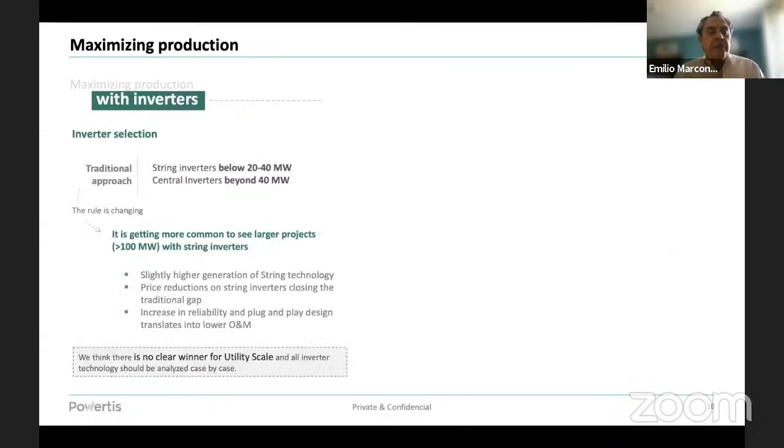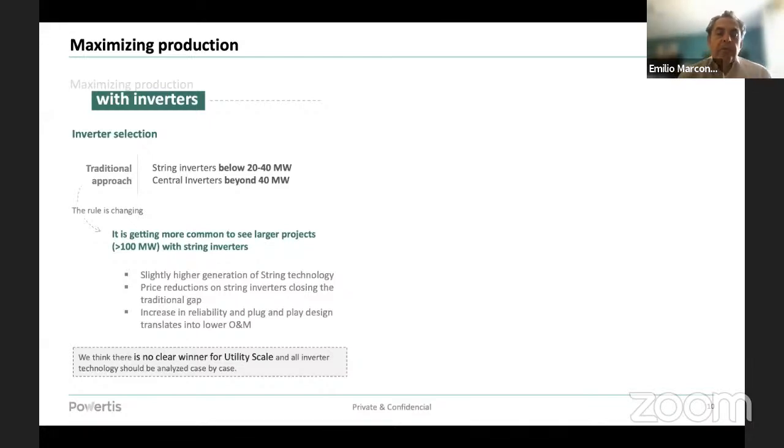Regarding the inverter, the traditional approach has been that smaller utility scale projects went with string inverters, and larger ones, I don't know, like 40 or up, normally went with central. This is not the case anymore. We are seeing projects of 100 or even more megawatts being done with string inverters. Again, we recommend to analyze this case by case.